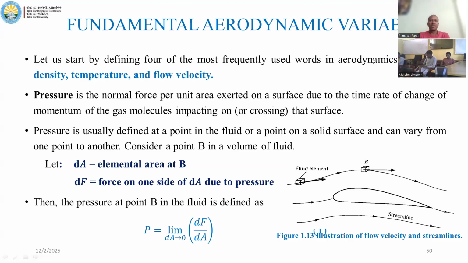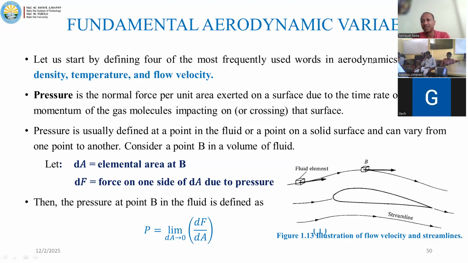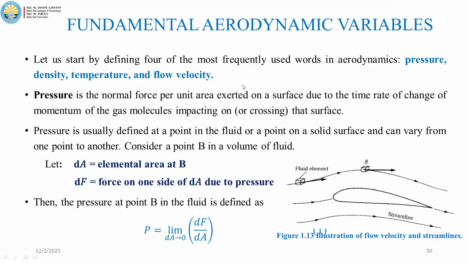So now the next part of our discussion is on fundamental aerodynamic variables. What are those fundamental aerodynamic variables which we frequently use throughout the discussion of this course? We can examine some of them. The most frequently used aerodynamic variables are pressure, density, temperature, and flow velocity, which are useful.